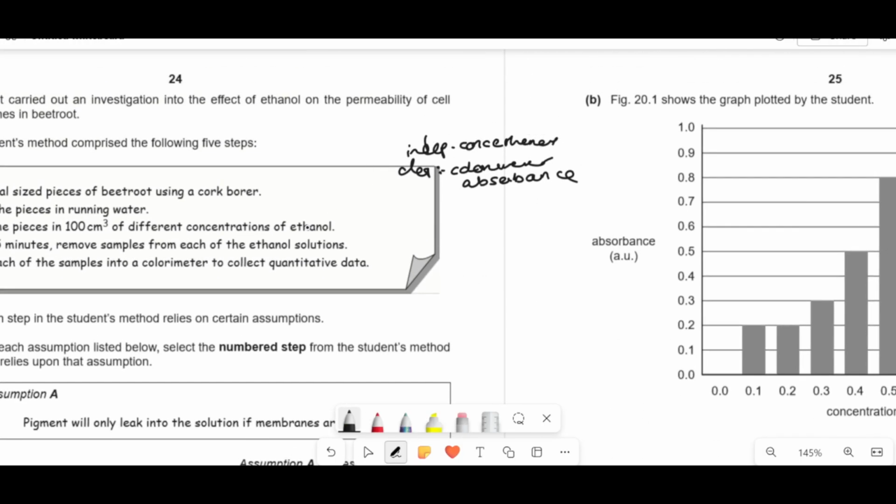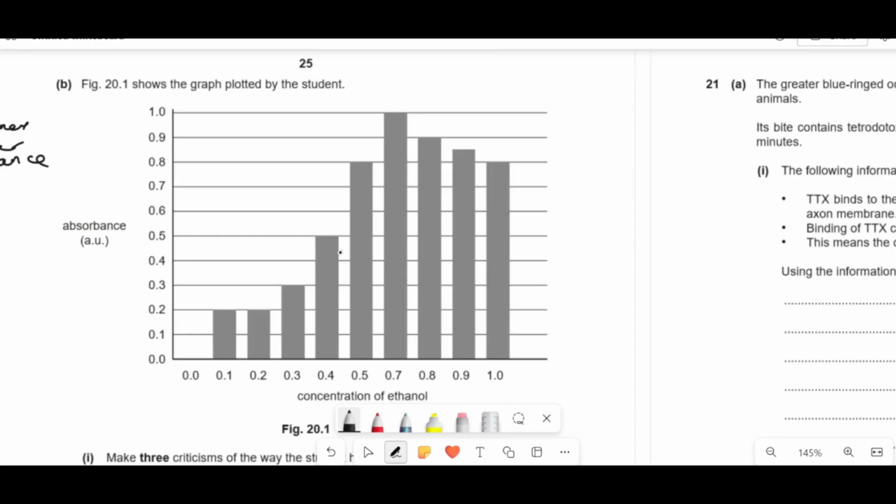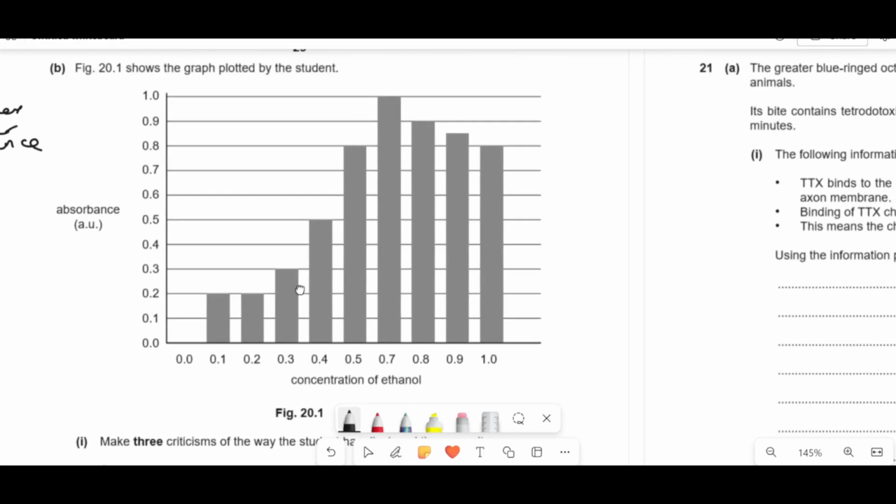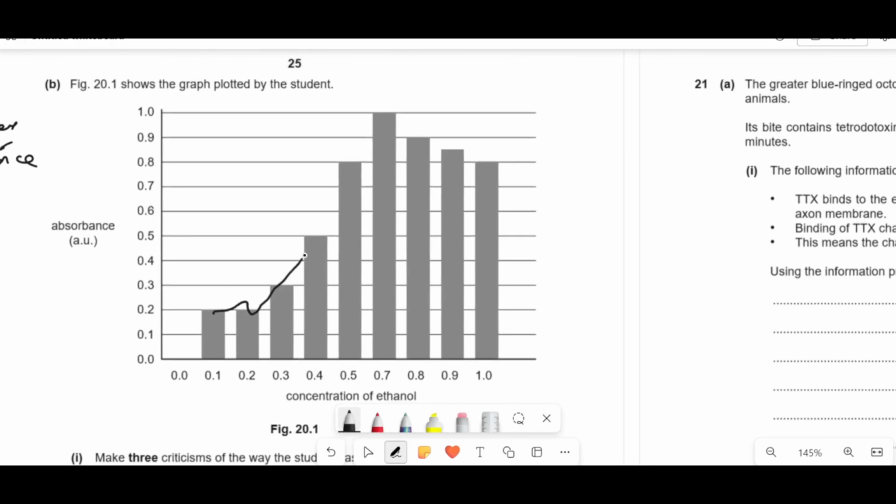It's what you should be looking out for and thinking. Next it says, here's their figure. So let's have a look. Absorbance, and they've got concentration of ethanol, and again one by one you can see it's sort of going up and then down, right? The absorbance is going up and then back down.